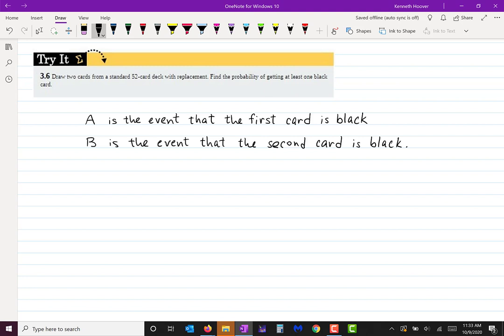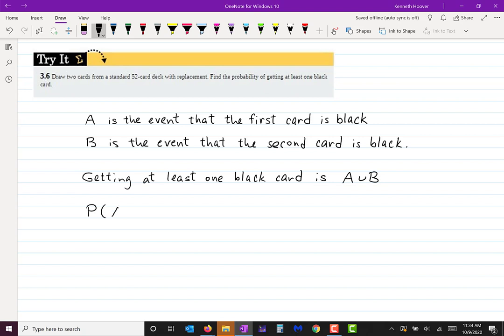Okay, so it says, find the probability of getting at least one black card. I want to point out to you that getting at least one black card means that A or B happens. So that would be A union B, and it's important for you to realize that. Okay? And they are asking us for the probability of that.